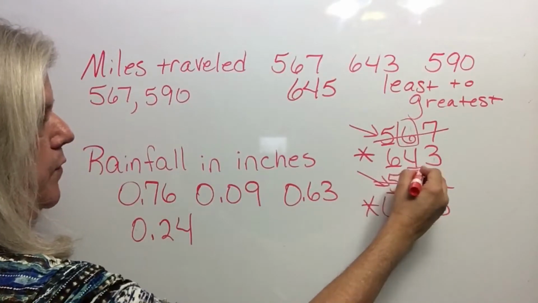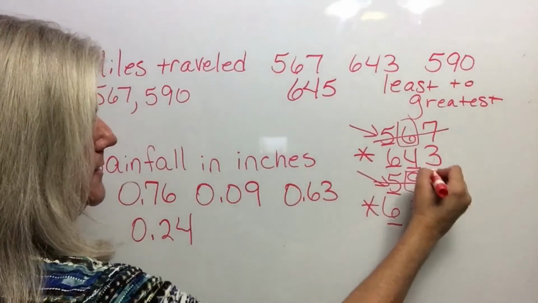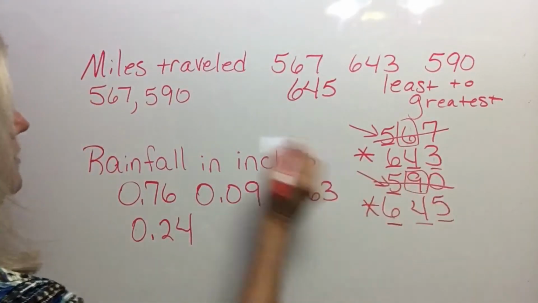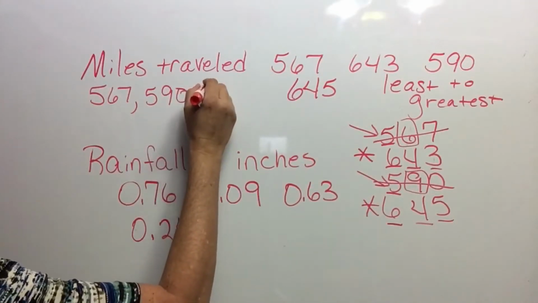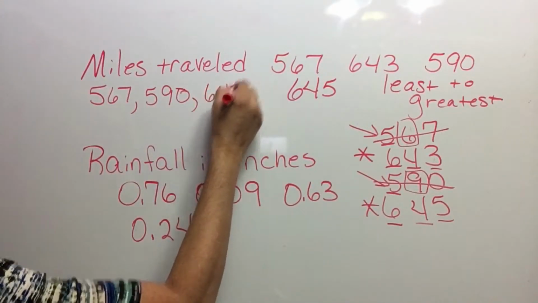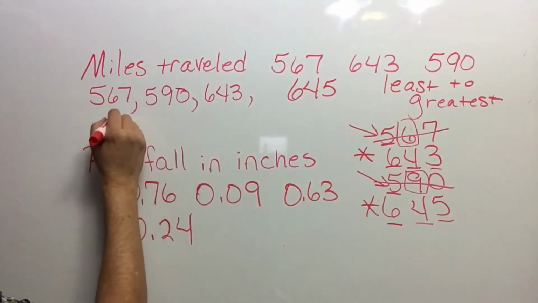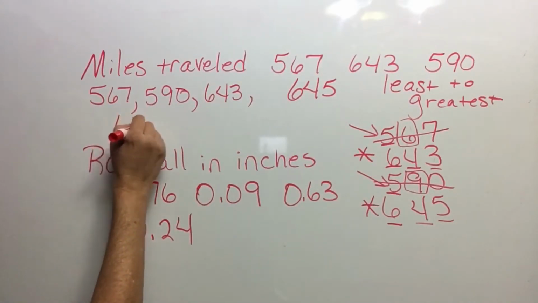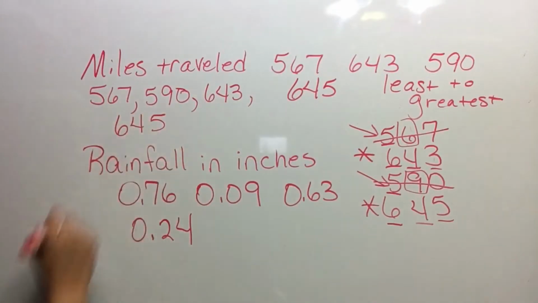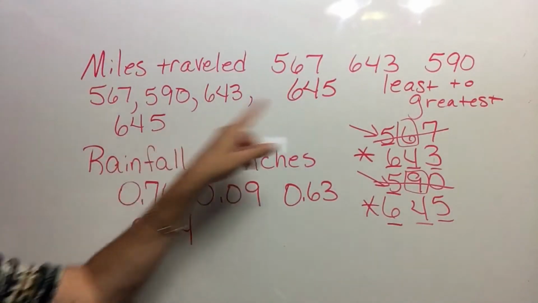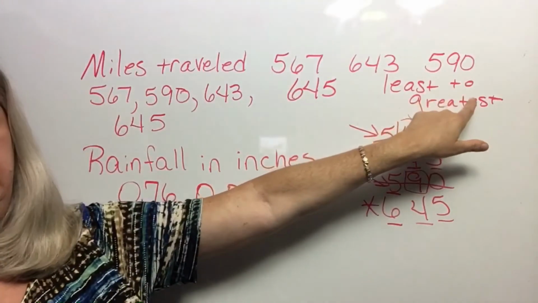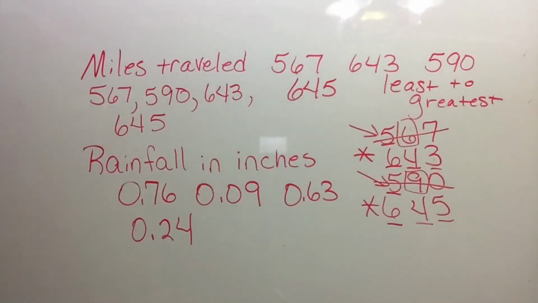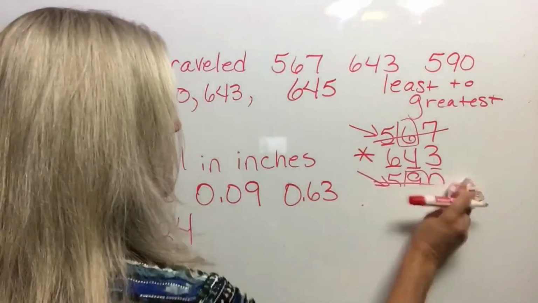These both have a 4 in the tens, so I have to go to the ones, and we know that 3 is smaller than 5. So 643 would be next. And then the last one would be 645. And I have ordered these numbers from least to greatest. Now I want to do rainfall in inches.